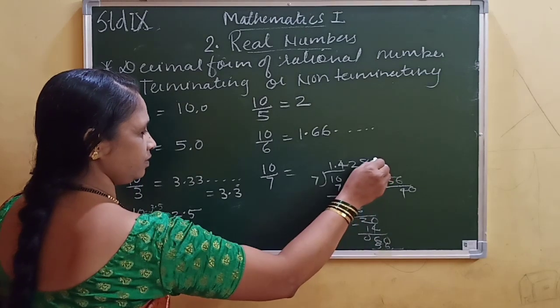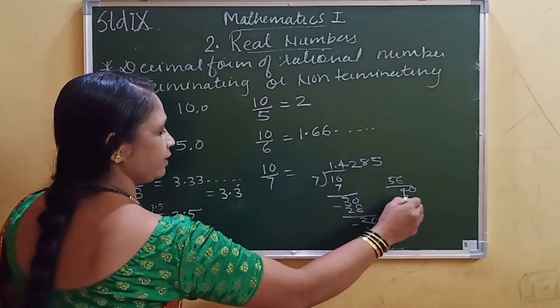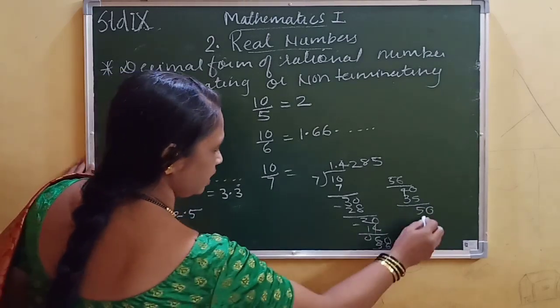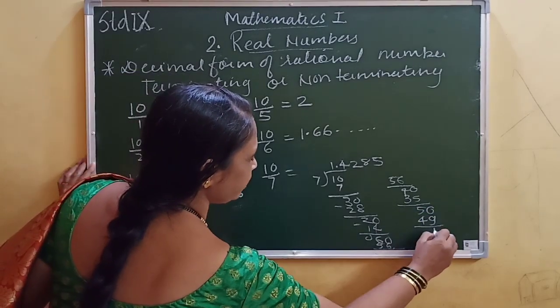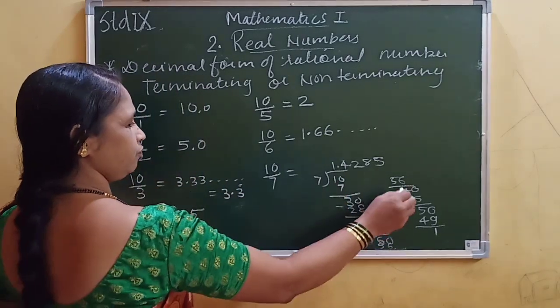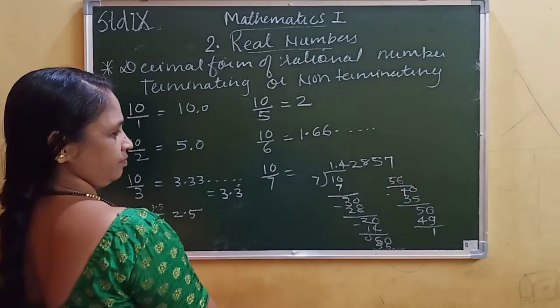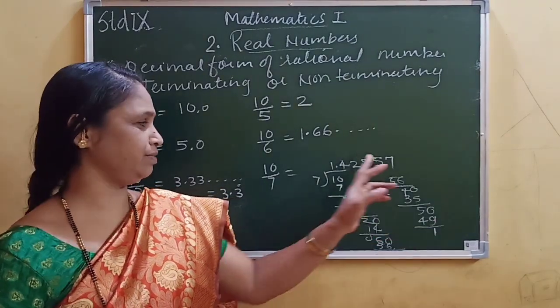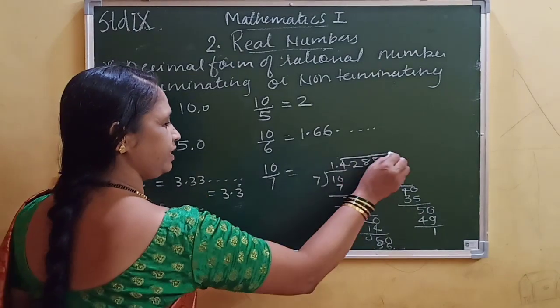Then 7 fives are 35. 35 means 5 remain. 5 then 0. Then 7 sevens are 49. 1 remain. Now see here again we got 1. Again we will get 7 ones are 7. Means these digits are repeating here.